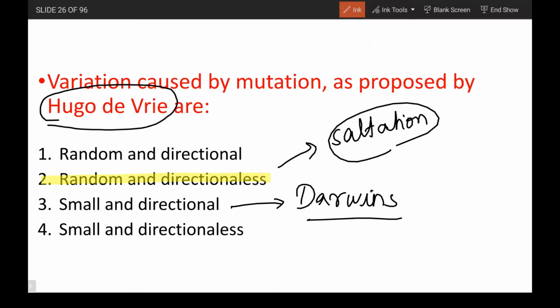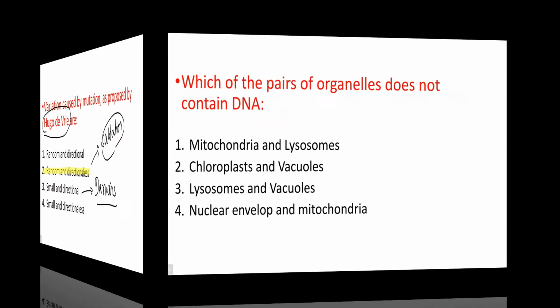Okay, so these terminologies like saltation, speciation, all these are with Hugo de Vries, who said variation caused by mutation is random and directionless.